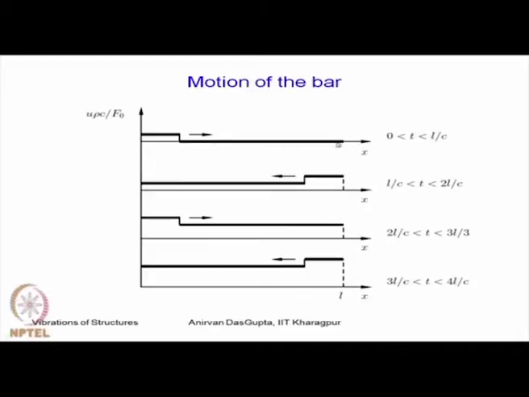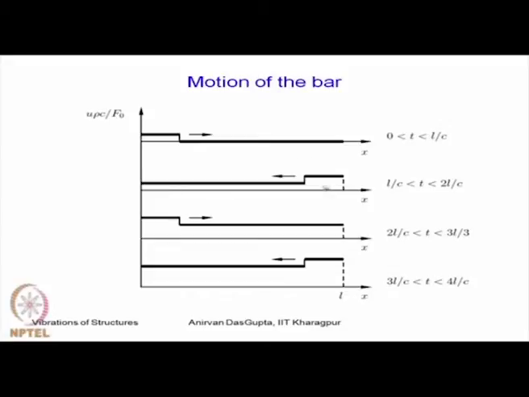So, this is in the equilibrium position, and this wave propagates, hits the right boundary, and the right boundary undergoes twice that deflection, because now it is a force free boundary. So, there is a compression wave.